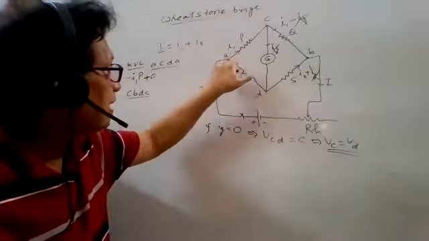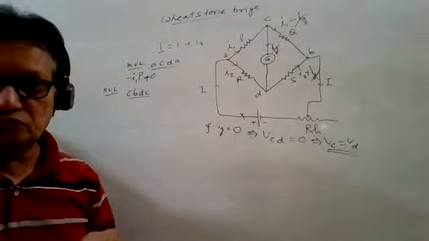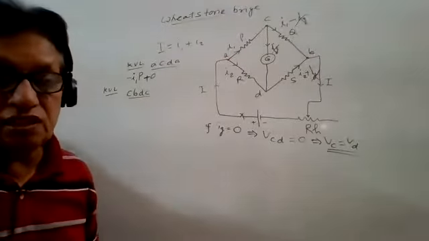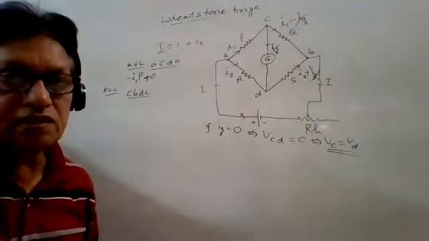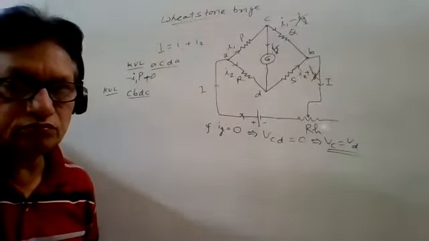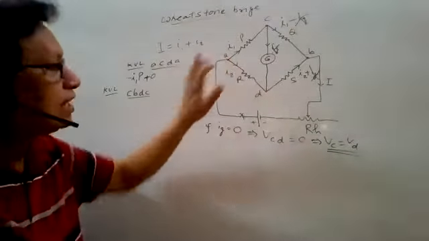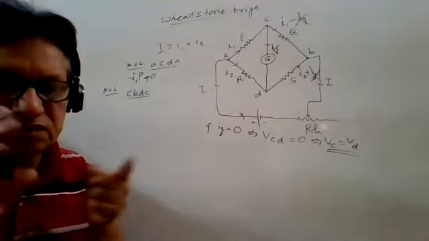Now D to A. I have forgotten whether it is a drop or rise. You tell me, I will not tell you. Please, anybody. D to A, whether it is a drop or rise?